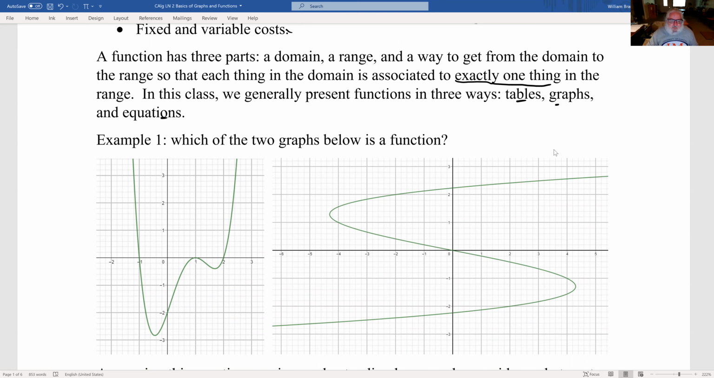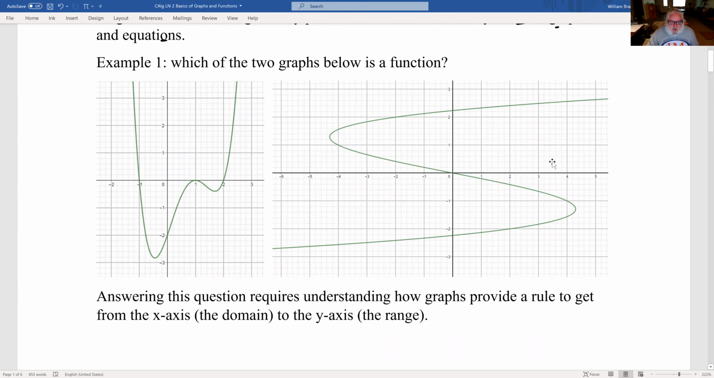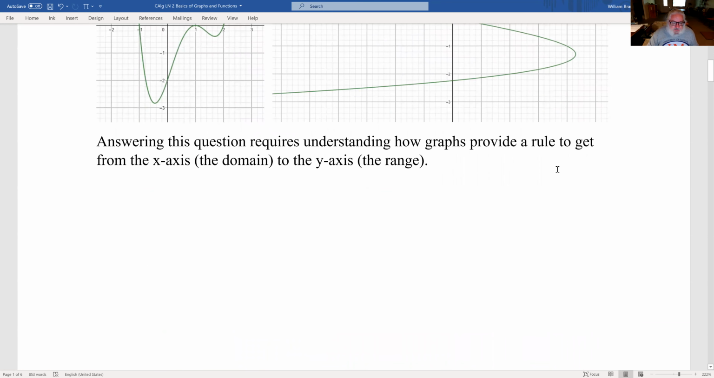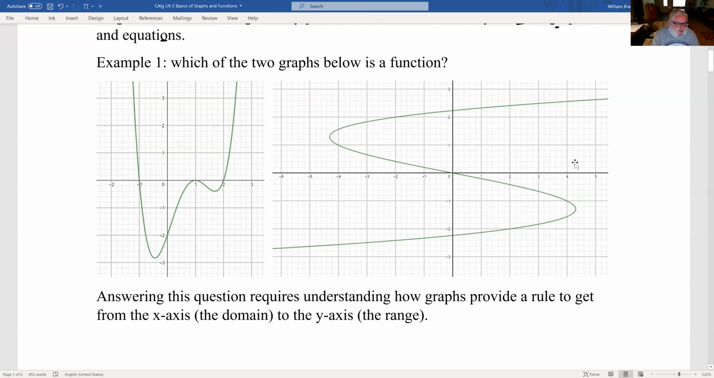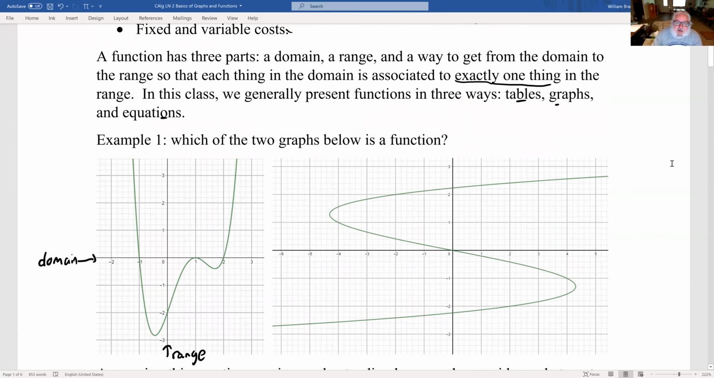So which of the two graphs below is a function? Well, to answer this question, you have to understand how graphs provide a rule to get from the domain to the range. So the domain is the x-axis. This is where we start. And the range is the y-axis. That's where we want to end up. And what a function does is it tells us a way to get from the domain, that's from the x-axis, to the range so that everything in the domain gets one thing in the range.